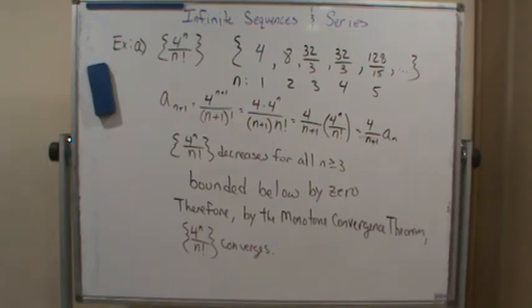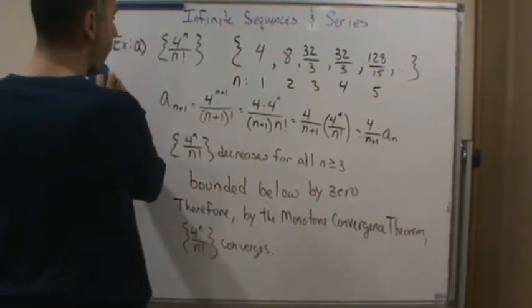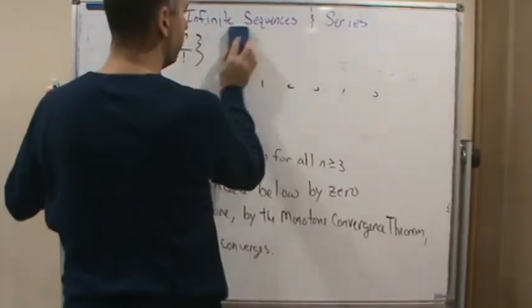So by the monotone convergence theorem, we know that the sequence 4^n divided by n factorial converges. Now, the next part is finding the limit. In order to find the limit, we're going to use the fact that it converges to a number.